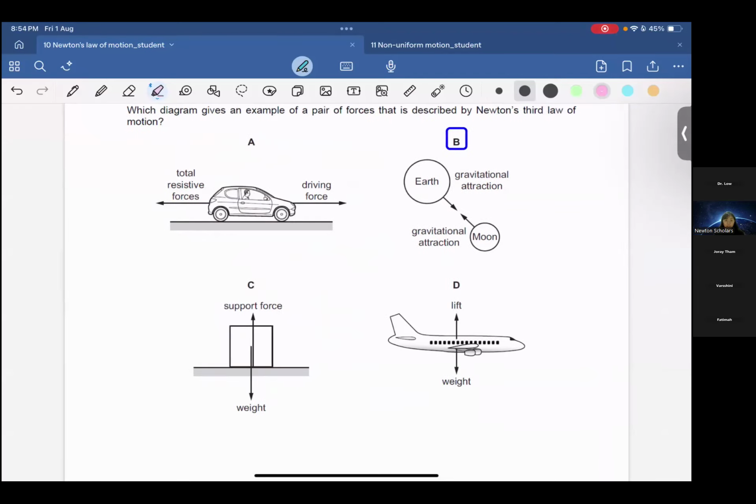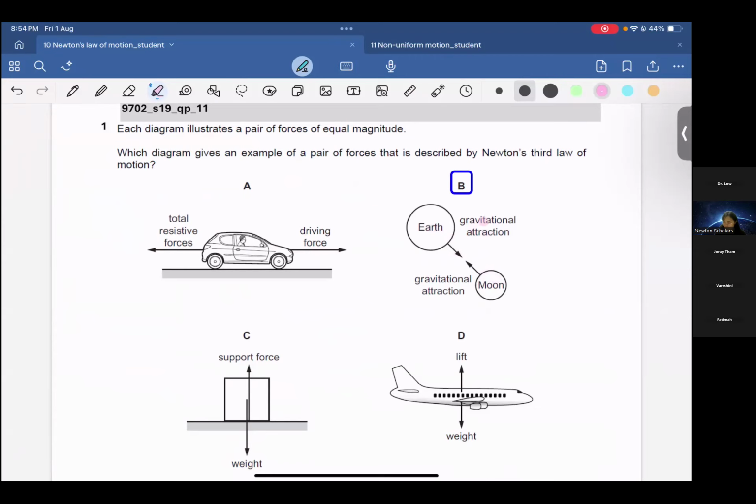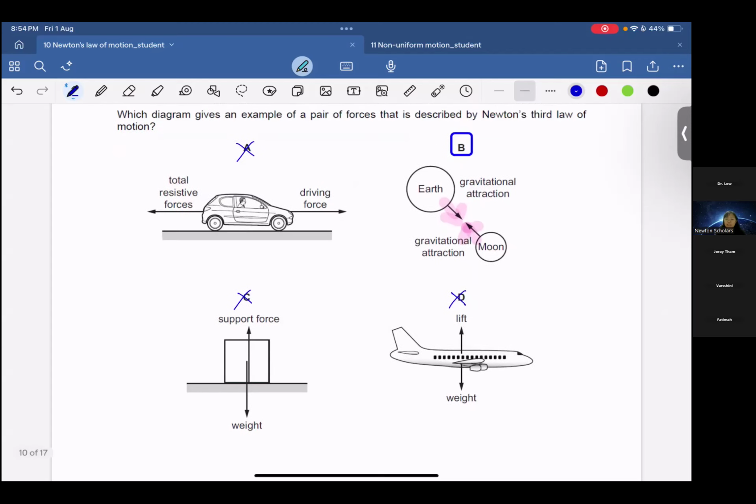This one is two objects, and their force is gravitational force, with the same magnitude and opposite direction. So B is Newton's third law. ACD are all wrong because all the forces mentioned here are actually acting on the same object. Driving force due to the car, resistive force acting on the car, so it's still on the car. So this is not Newton's third law.